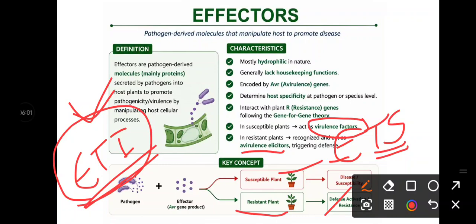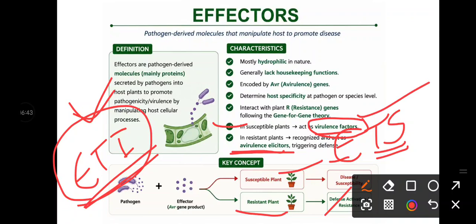So in case the effectors are recognized by the plant system, or by the R gene, the resistance gene, they behave as elicitors. They will not be called a virulence factor, they will be called a virulence elicitor, because it triggers the defense, not susceptibility. But in case of a susceptible plant, it will work unnoticed because the R gene is absent and it acts as a virulence factor. So this is the major difference between effector and elicitor.